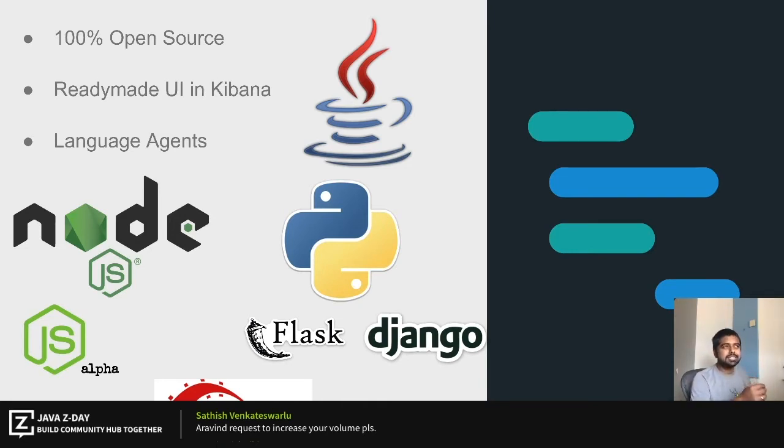When I say language agents, these are not installers, these are jars. For example, for Java, it's a jar. For Node, it's a package. For Python, it's a package. You could simply download it from Maven Central, put it in your pom.xml, bootstrap it, and ship it out.